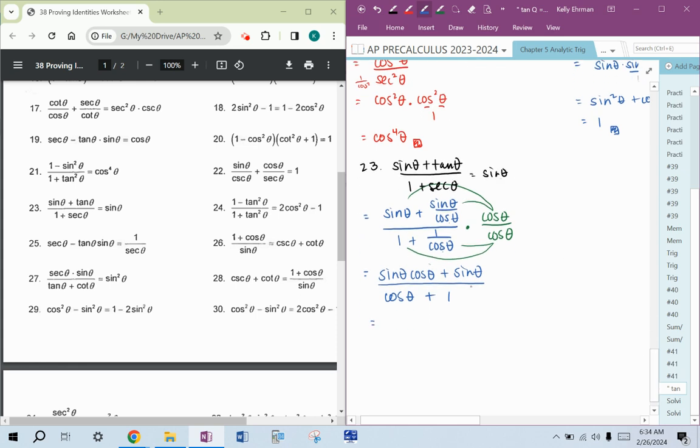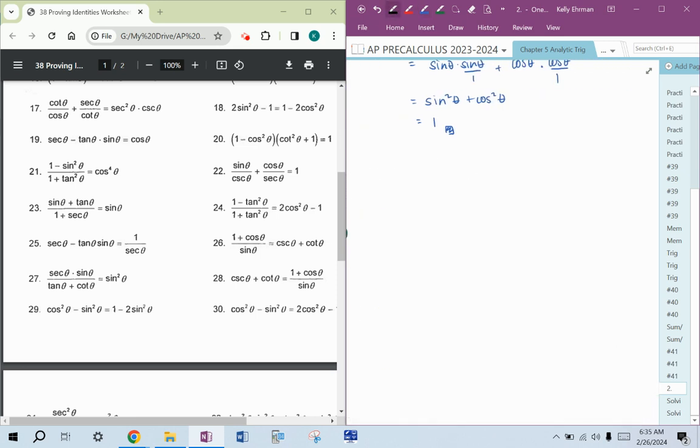So take a look at what you have before you go multiplying by conjugates. There's a little bit of factoring that can be done in the top. Take out a greatest common factor of sine theta. And that allows you to see that now you can cancel out a cosine plus 1 and a cosine plus 1. Those divide out to 1. So we're left with sine theta.